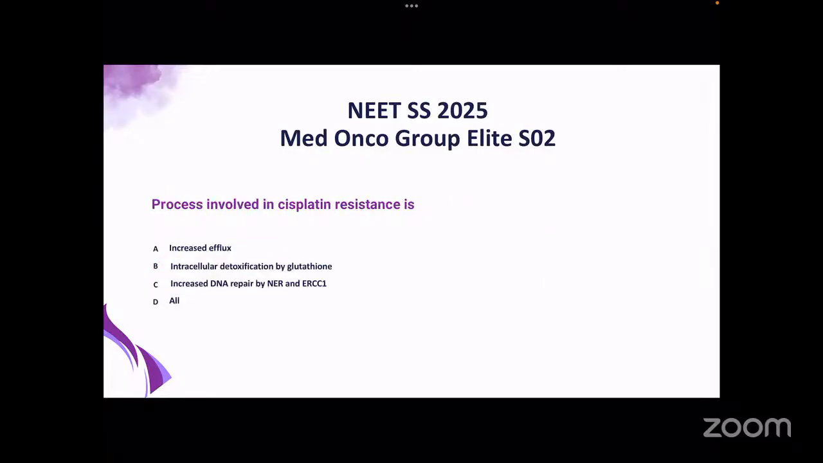What is the process involved in cisplatin resistance? Resistance mechanisms are again an important topic which all of you need whenever reading drugs, especially for the common drugs like platins and anthracyclines. Just list down the important mechanisms. The answer here is increase in efflux, intracellular detoxification by glutathione, increased DNA repair by NER, nucleotide excision repair. Cisplatin works like an alkylating agent, so it forms adducts and then that nucleotide is removed. Repair happens because of nucleotide excision repair. The answer is all.